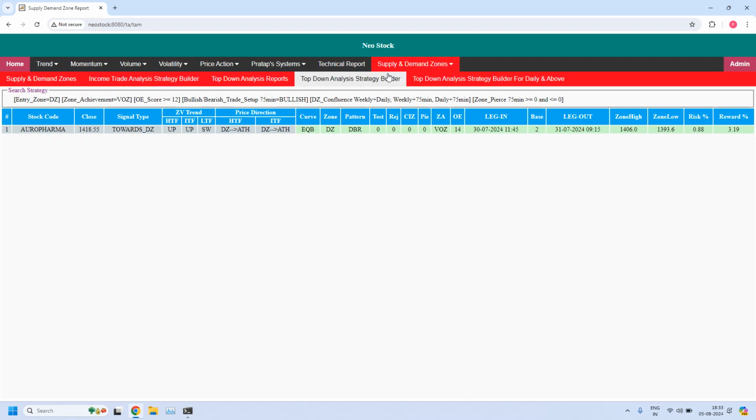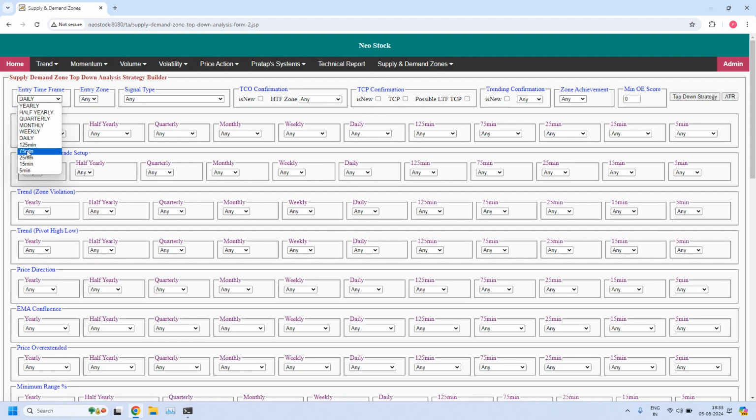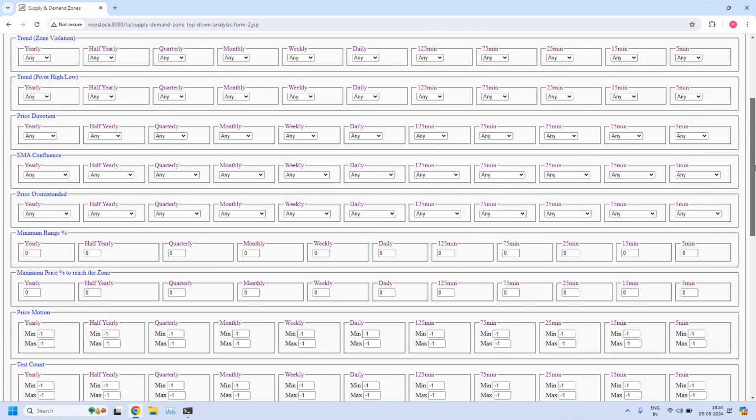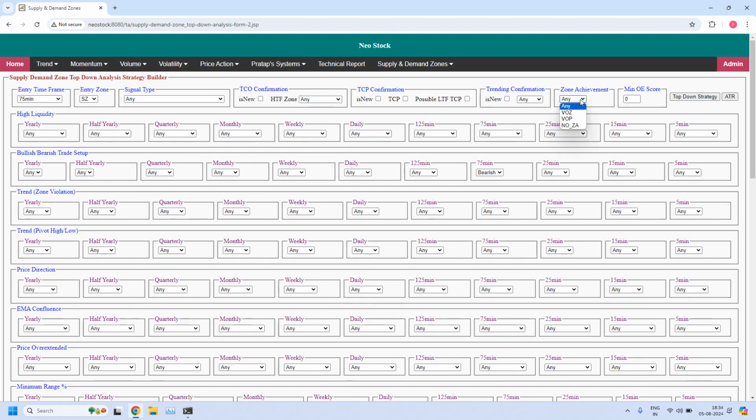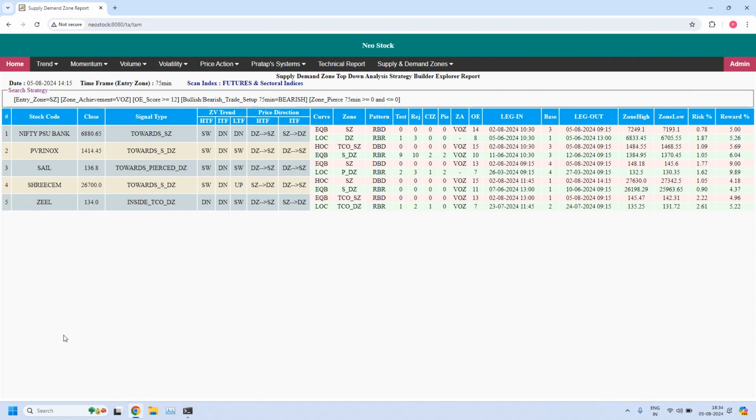Okay, next, bearish trade setup for weekly income trade. For weekly income trade, entry time frame is 75 minutes. Bearish trade setup, it should be supply zone, and bullish or bearish trade setup in 75 minutes, I am selecting bearish, and P/E count on 75 minutes time frame should be 0 and 0. Zone achievement violated opposing zone, minimum order enhancer score 12. These filters are applied to 75 minutes supply zone. We are generating the report. So only 5 stocks are filtered that are supporting bearish trade setup.